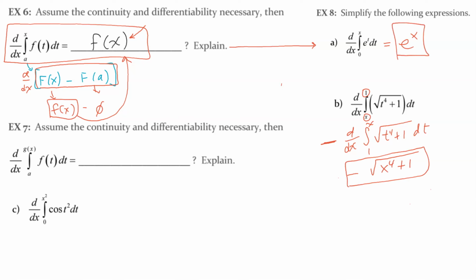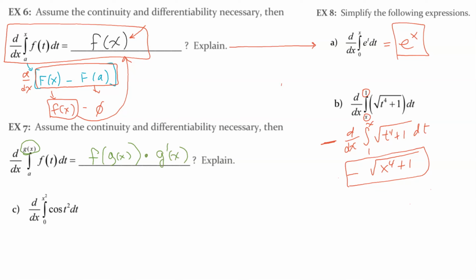Now, what if the upper limit is not x, but a function? Well, what do you know about composite functions? It is going to be f of g of x multiplied by the derivative of g, because the chain rule is going to apply.